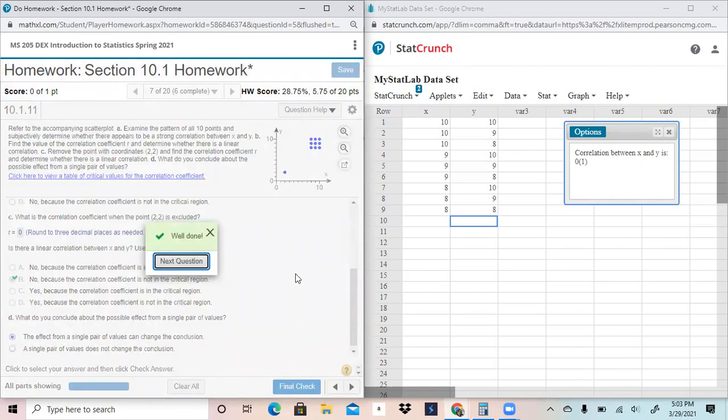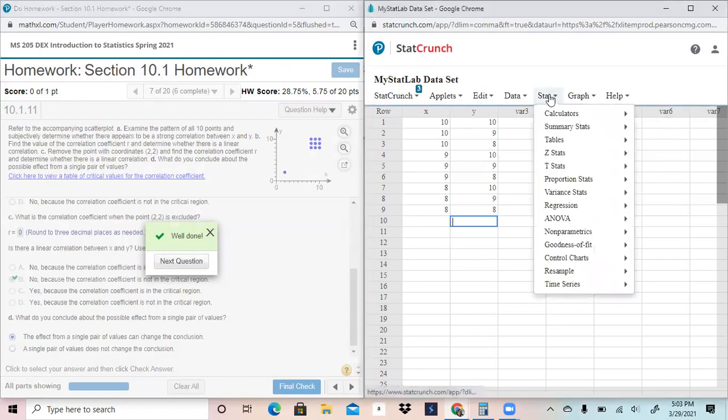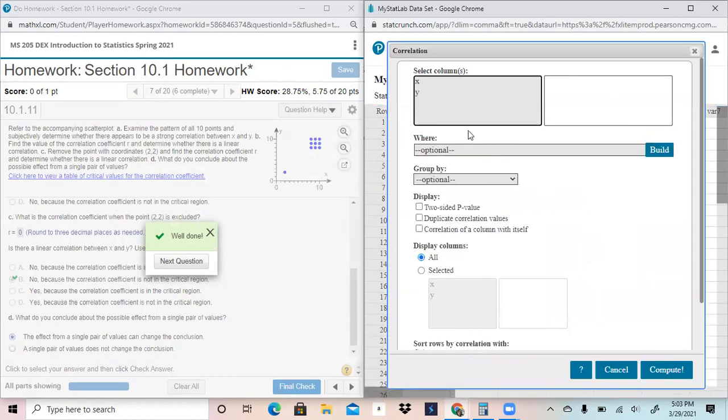Now try these yourself, only keeping in your notes how to use StatCrunch. With StatCrunch, we're typically going to do Summary Stats, Correlation, highlight the columns, and if it's a two-tailed value, click on two-sided, and then hit Compute.